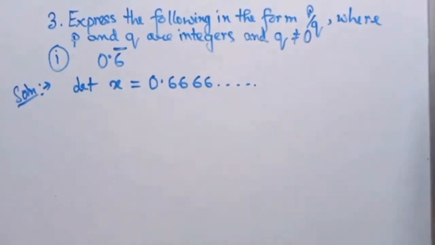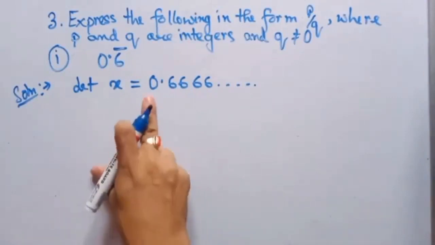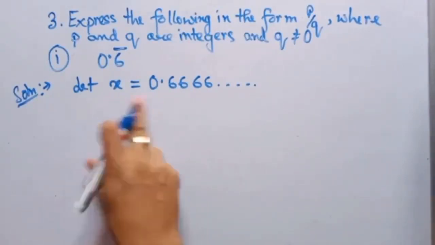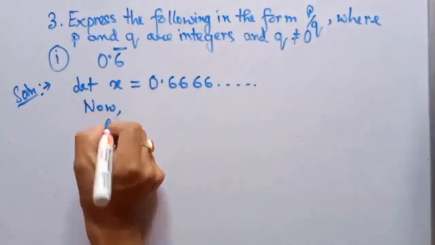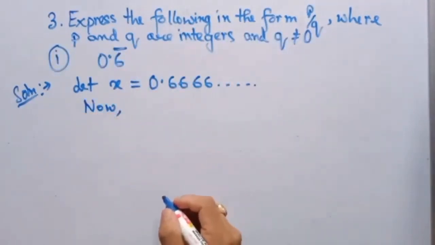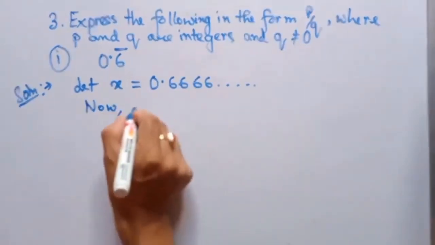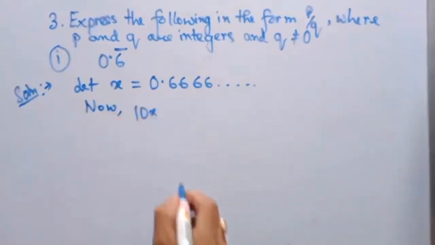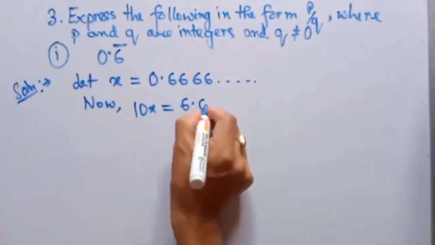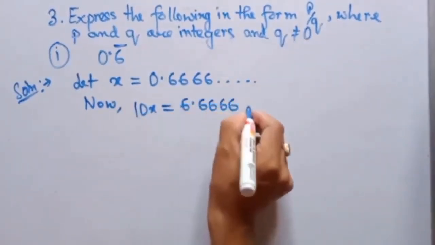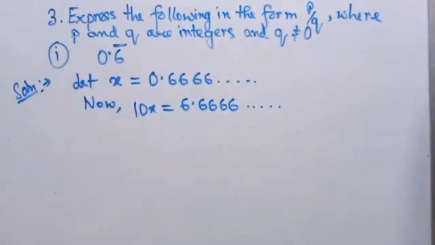So for this type of equation, here we are going to multiply both sides of this equation by 10. So now after multiplying both sides of this equation by 10, we will get 10x on the left hand side and 6.6666 on the right hand side.